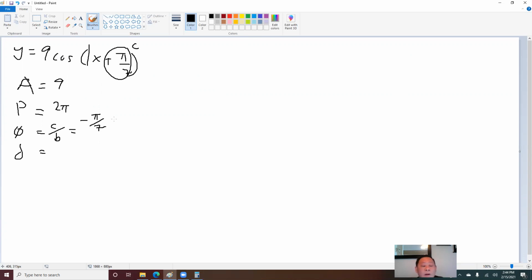Why is it negative? Because your original equation is A cosine of Bx minus C plus D. Oh, okay. The negative takes priority over the positive. So because this is a positive, your C in this case will be negative. And if it was negative to begin with, would it be positive? Yep. So this sign is always switched. Your B in this case is 1. So in this case it is negative pi over 7.